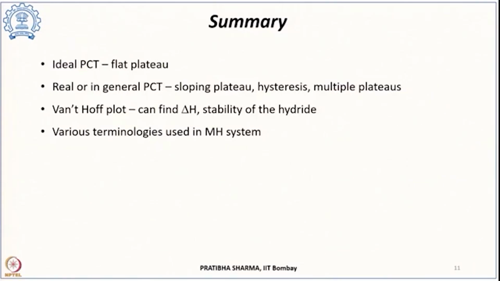So, in this class we have seen that an ideal PCT usually has a flat plateau, but for most of the hydrides the PCT shows a sloping plateau, hysteresis, or there can be multiple plateaus. While designing a system we have to take all these into account when selecting the metal hydride. We have also seen how to plot the van't Hoff plot, and using that we can find the delta H value, which determines the stability of the hydride or the conditions at which the metal hydride will dissociate to release hydrogen. And we have also learned the different terminologies used in a metal hydride based system.